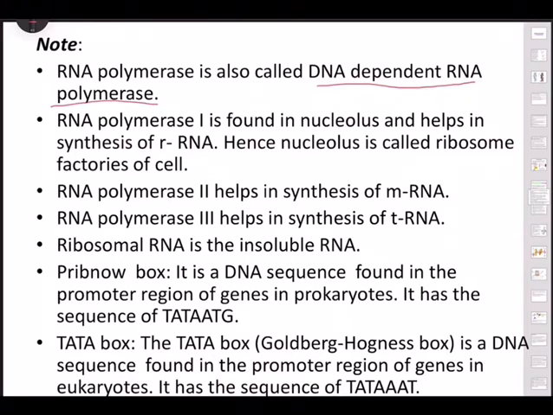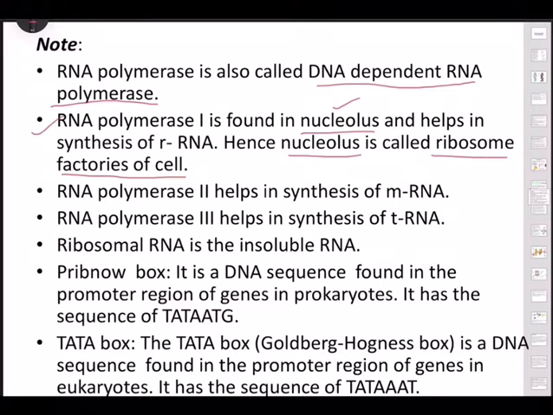And RNA polymerase 1 is found in the nucleolus, again a neat exam point, and helps in the synthesis of ribosomal RNA. Hence the nucleolus is called the ribosome factory of the cell. Remember this, nucleolus, not nucleus. The nucleolus is called the ribosome factory of the cell. And RNA polymerase 2 helps in the synthesis of mRNA.